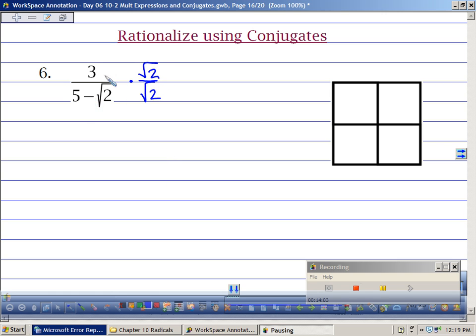Because there's a negative sign here, I have to treat this problem just like I would a binomial. So does anybody have an idea what I could multiply by? Giving you the clue that I just did on the last page. 5 what?